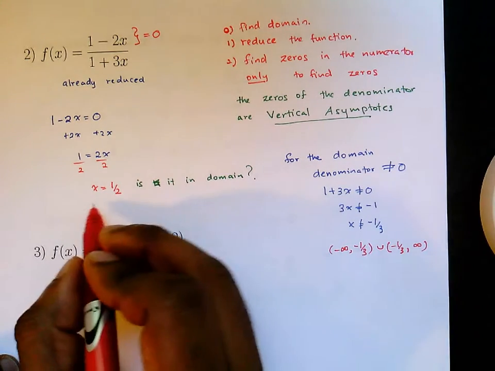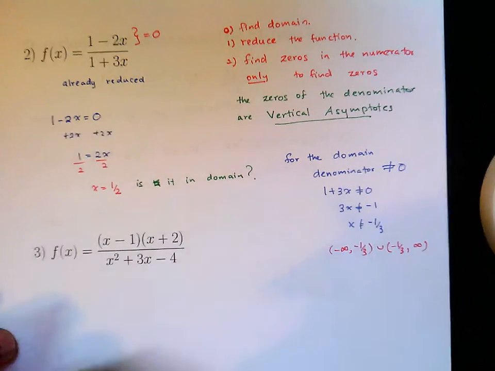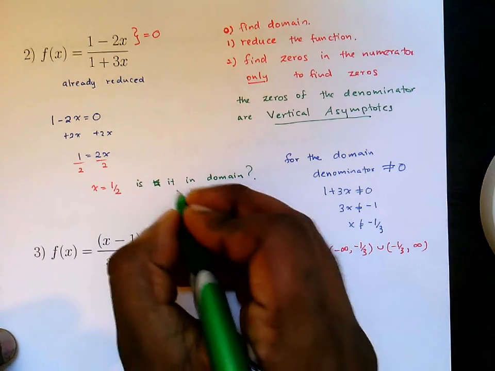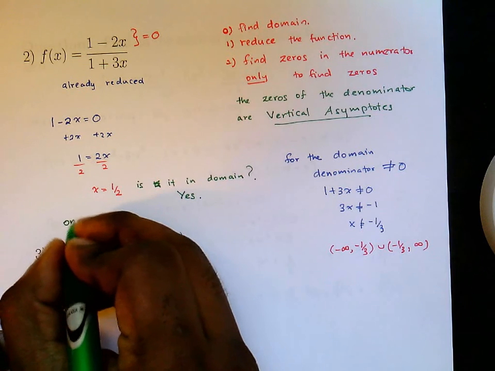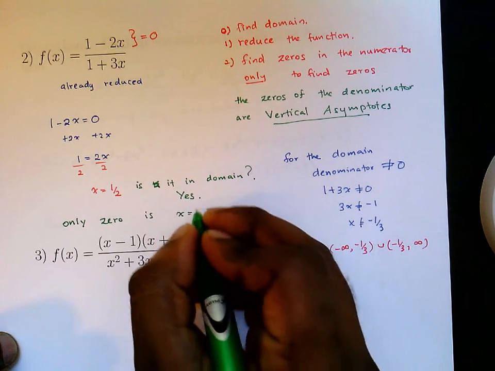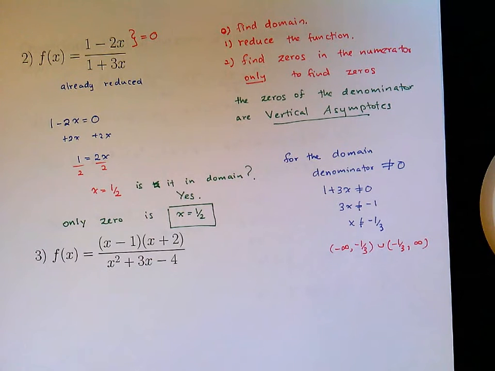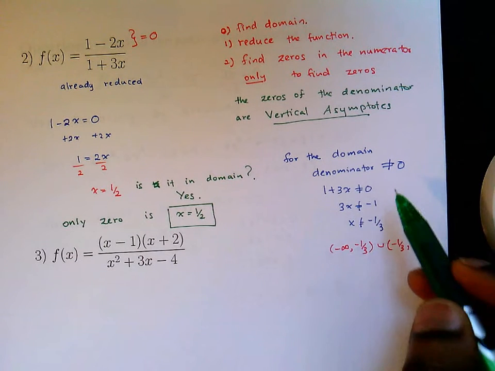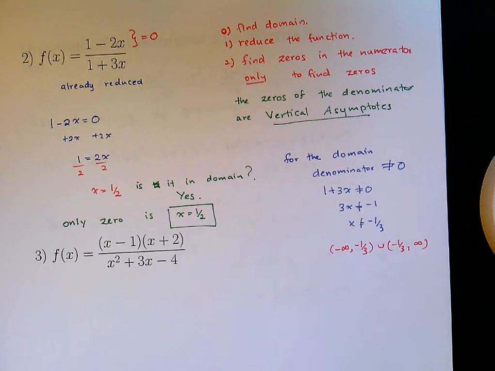And the question is, is x equals 1/2 in the domain? Well, yes, it's not -1/3, so it's in the domain. So the only 0 is x equals 1/2. Let me write it down in words: only 0 is x equals 1/2. So you need to set the numerator equal to 0 and find it, but you will also have to find the domain. The whole purpose of setting the denominator not equal to 0 here is finding the domain, not finding zeros.